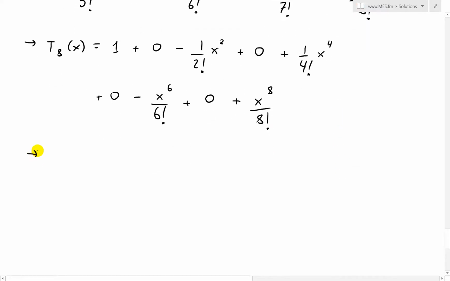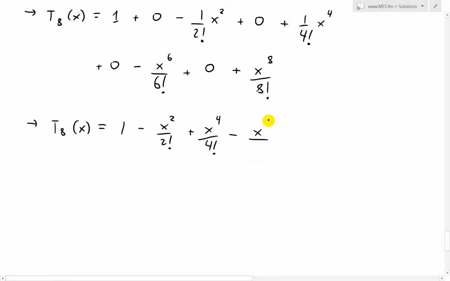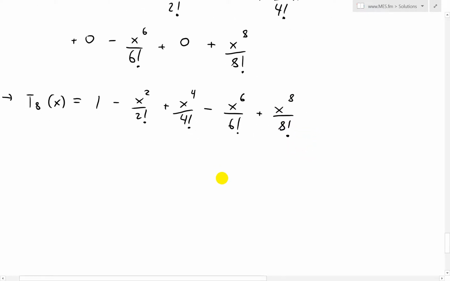So we can simplify this further, just get rid of the 1s, write it a bit neater. So we have T8 of x, the 8th degree Taylor polynomial, is equal to 1 minus x squared over 2 factorial plus x to the 4 over 4 factorial, and then we just add all the even ones; the odds vanish over there. This is x to the 6 over 6 factorial, plus finally x to the 8 over 8 factorial.